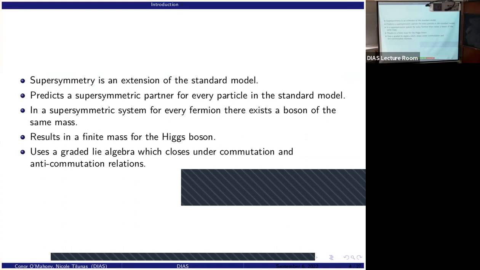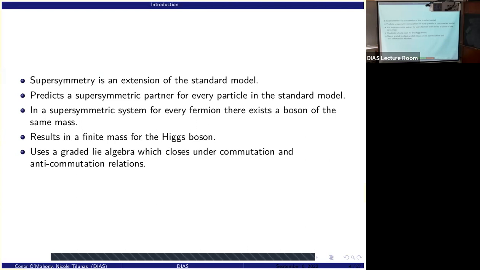Supersymmetry is an extension of the standard model, and it helps us solve some of the problems that lie with it. There are many known symmetries in the universe, most notably the speed of light being the same in all frames of reference. Supersymmetry is a symmetry which predicts a supersymmetric partner for every particle in the standard model. So in a supersymmetric system, for every fermion, there exists a boson of the same mass. One of the problems that this solves in the standard model is the finite mass of the Higgs boson.